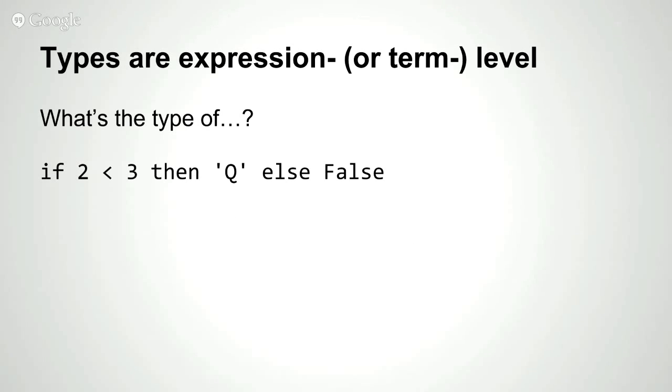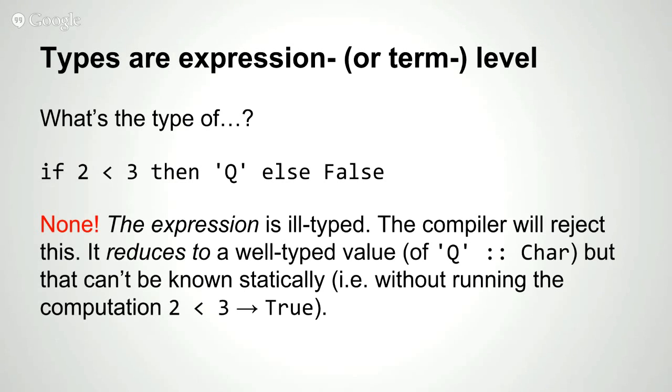So what's the type of this guy? Okay, everyone who said char is wrong. It's ill-typed because the compiler, yes, this term reduces to a well-typed value. It reduces to a char. But that's not something you can know statically. You have to actually run that computation of the 2 less than 3. And in the case that I gave, it's trivial. But in general, it may not be.